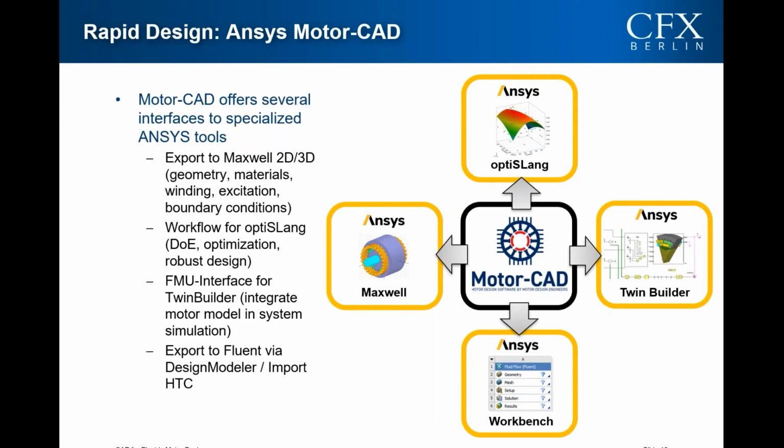Finally, we can export the motor's geometry data to ANSYS Workbench via Design Modeler. Based on this model, we can perform the whole range of detailed multiphysics analysis that ANSYS offers. This includes mechanical simulation as well as flow analysis with, for example, Fluent. Those detailed results, say heat transfer coefficients, can be used to tweak the MotorCAD model to be even more accurate.